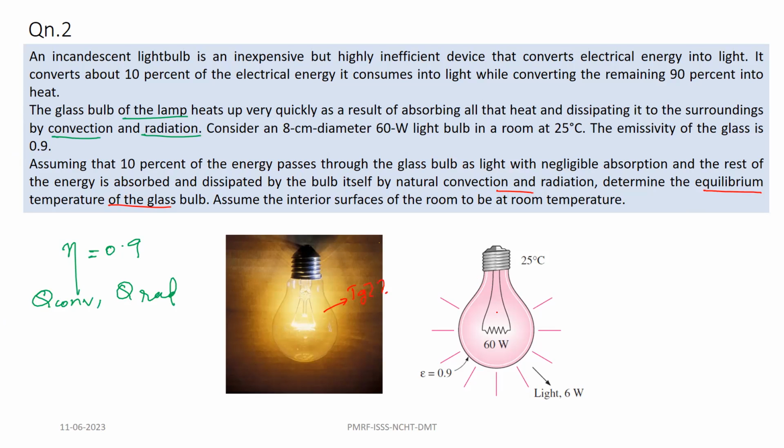So it is saying a 60-watt bulb in a room at 25 degrees Celsius, and the light which is emitted is actually 10% of the energy, which is 60 watt. Out of that, 10% passes through as light with negligible absorption, and the rest of the energy is absorbed. So let us see how that is actually solved here.